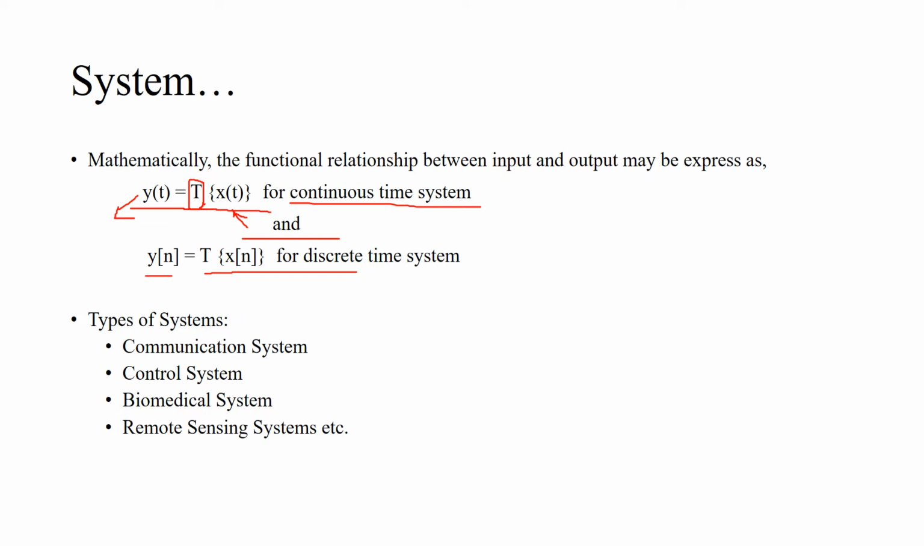Now some of the types of systems are: the communication system, which we are using regularly, then control system, biomedical system, remote sensing system. So depending on applications, there are n number of systems.